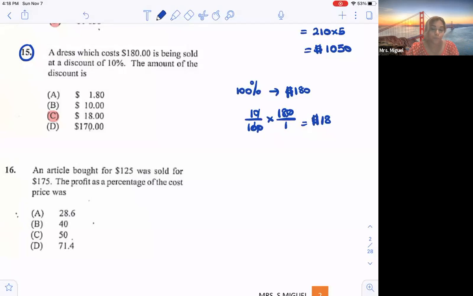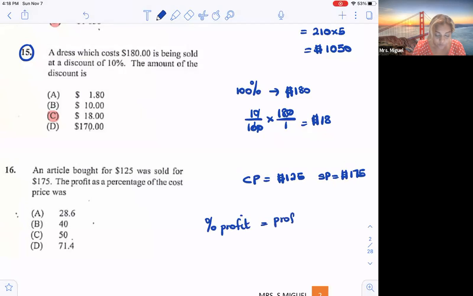An article bought for $125. So the cost price is $125. It was sold. So the selling price is $175. The percentage profit, and the formula is the profit over the cost price. Now the denominator is always the cost price. It is never over the selling price, right? Always over the cost price.